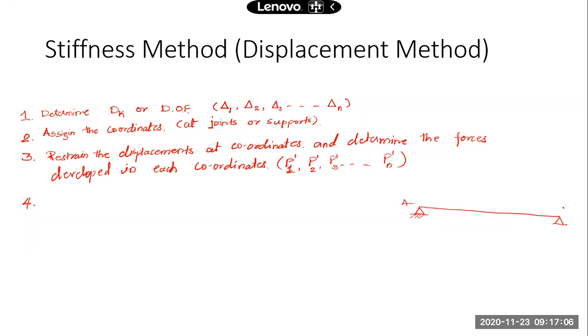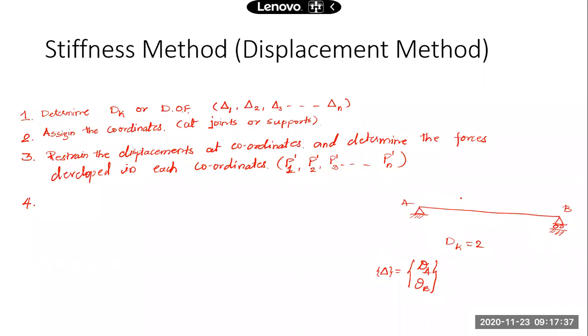So I have identified the degree of kinematic indeterminacy here. Dk is coming out to be 2. That is theta A and theta B: rotation at A, rotation at B. So my unknown displacements are theta A and theta B in this case. This becomes my displacement matrix delta. This is what I'll be doing in the first step.